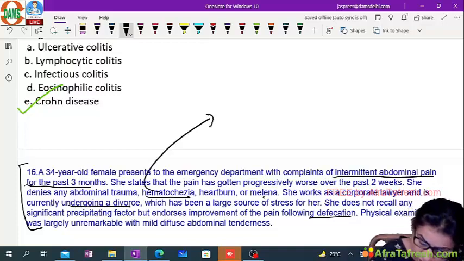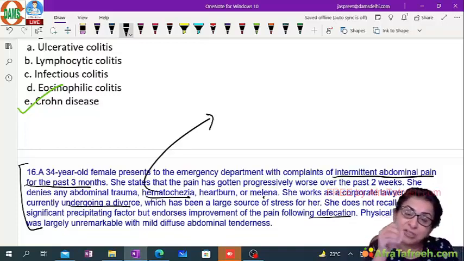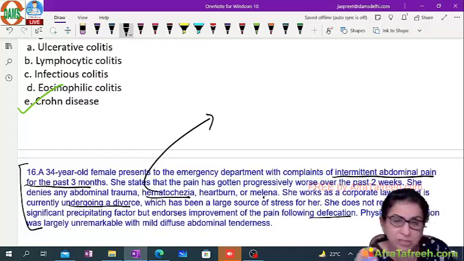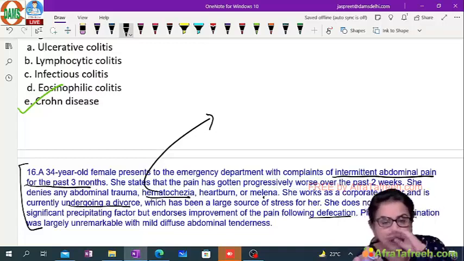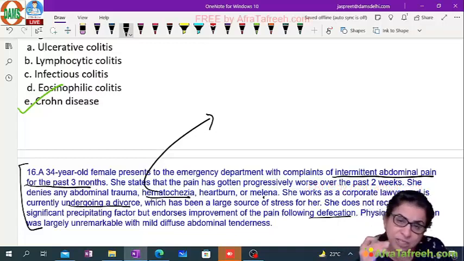Okay, hematochezia. What is hematochezia? Hematochezia is passage of fresh blood through the anus. The patient is passing fresh blood through the anus, in the stool or with the stool. And hematochezia indicates a lower GI bleed.